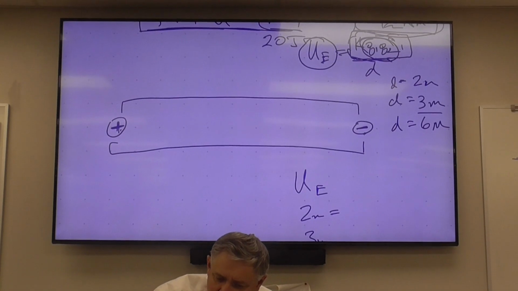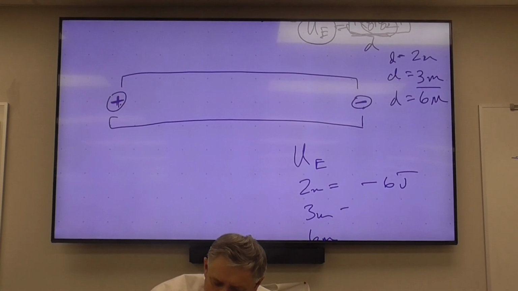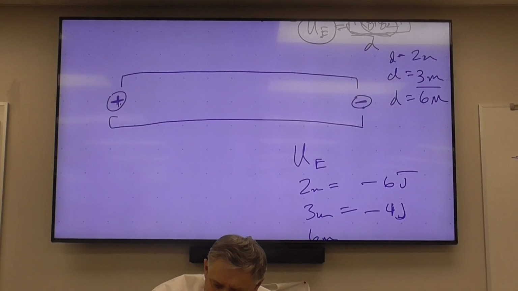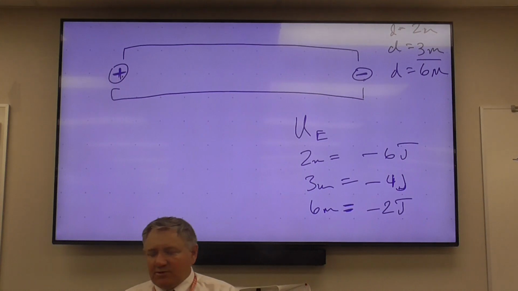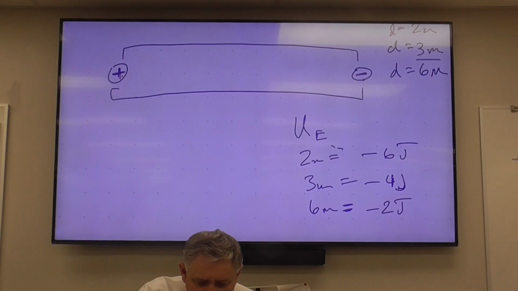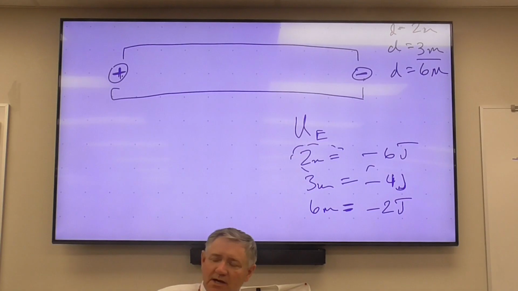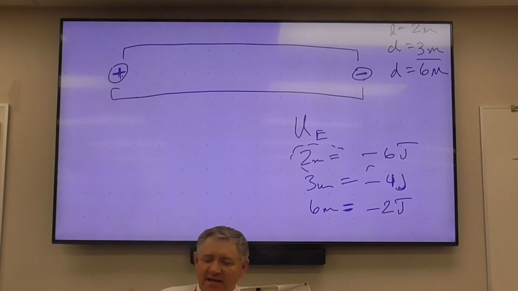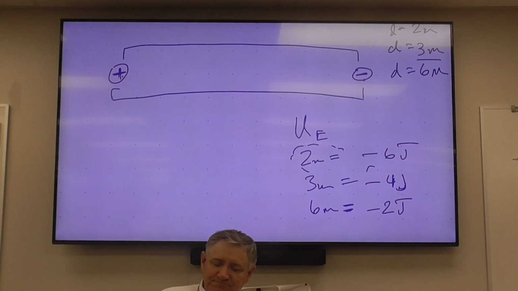So at 2 meters, PE has a value of negative 6 joules. At 3 meters, PE has a value of negative 4 joules. And at 6 meters, PE has a value of negative 2 joules. Okay, cool, right? So as the distance gets smaller, what happens to the... and don't get hung up on this, this is not a math class, like negative 6 is less than negative 2 or whatever. Okay, this is not a math class on the number line, all right?